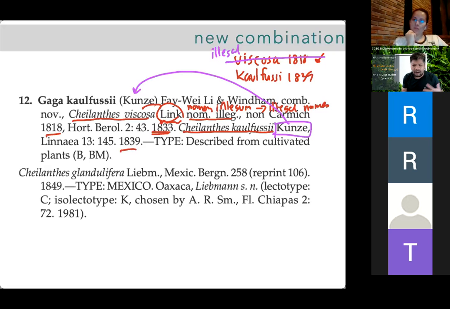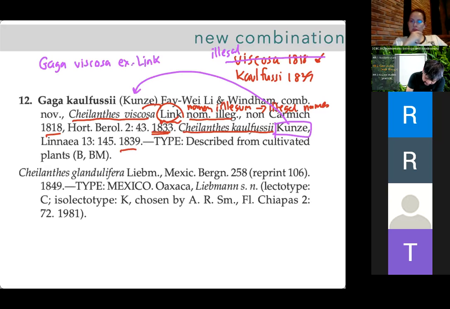I mean, not all taxonomists are this careful. Fairville is one grand example of really careful taxonomic work. There are some people who just gloss over. Yes, actually, Peter did point out a really good point. If the author did not publish it validly, you can use X as well. So there's another option here. You can do Gaga Viscosa X link.